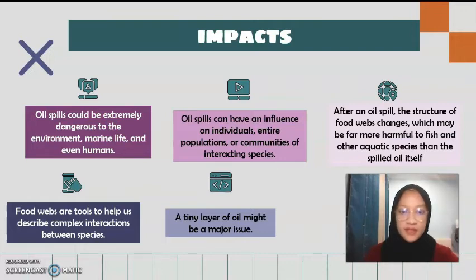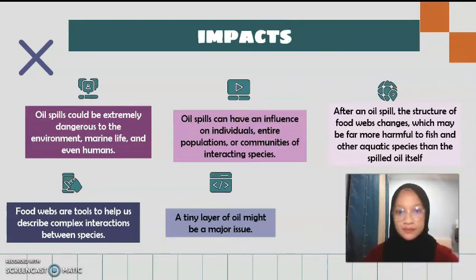After an oil spill, the structure of the food web changes, which may be far more harmful to fish and other aquatic species than the spilled oil itself. For example, if little fish perish as a result of oil exposure, other fish or birds that consume these small fish will have to find new sources of food. This changes the food chain and may have consequences across the entire food web, including implications for the seafood that people eat.